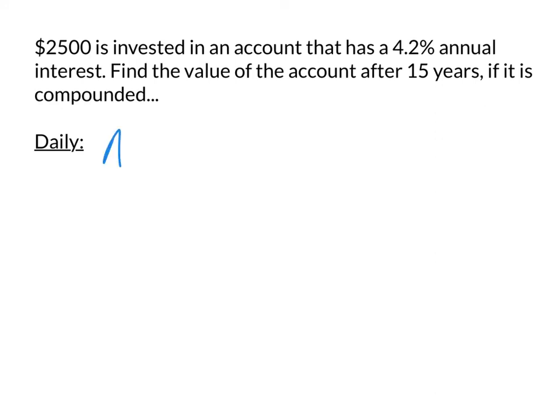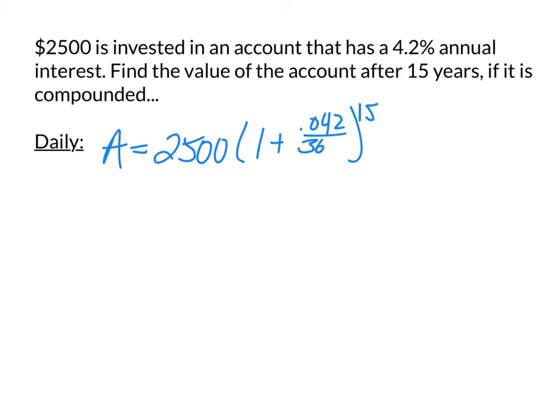Now, what happens if we increase that compounding more so that it's daily? Our formula is going to stay very similar. We still start with our $2,500 investment. Our interest rate is still 4.2%, and we're still at 15 years. But instead of compounding it just 12 times, we're going to compound it 365 times.